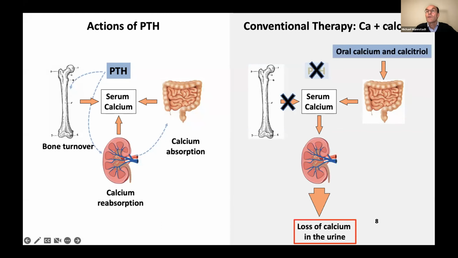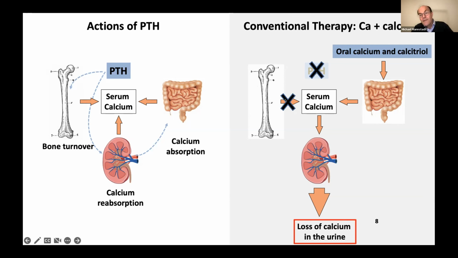And what we are doing here is depicted on this slide. We're giving oral calcium and calcitriol, which makes a lot of sense because oral calcium will increase calcium, and calcitriol will make it easier for the gut to absorb calcium. And it's actually a very active and potent drug. And so it increases serum calcium, which is nice. That's what we want, right?